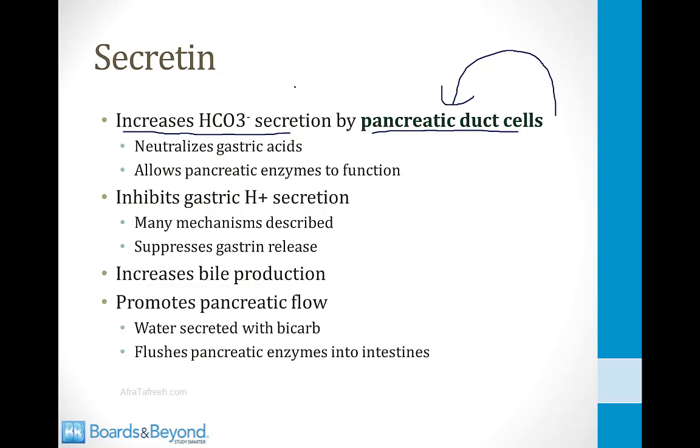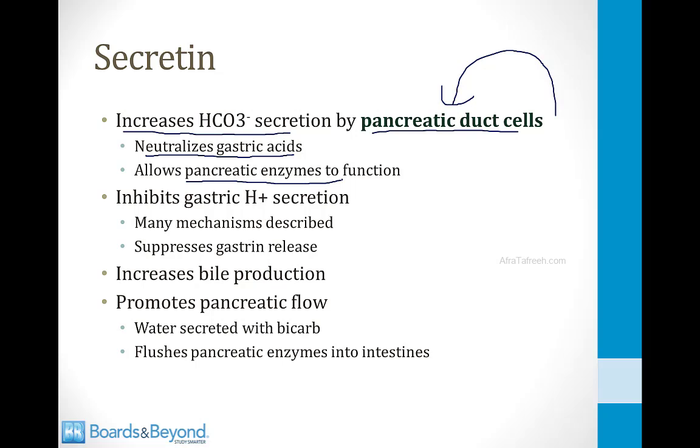The bicarb coming from the pancreas neutralizes acid coming from the stomach so that the pH rises in the duodenum, and this allows pancreatic enzymes to function because they don't work well at a low pH. In addition, the low pH is damaging to the small intestine.